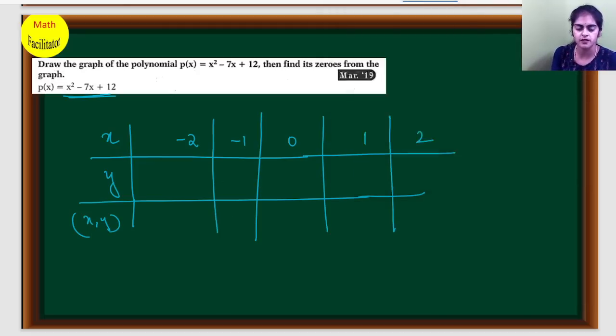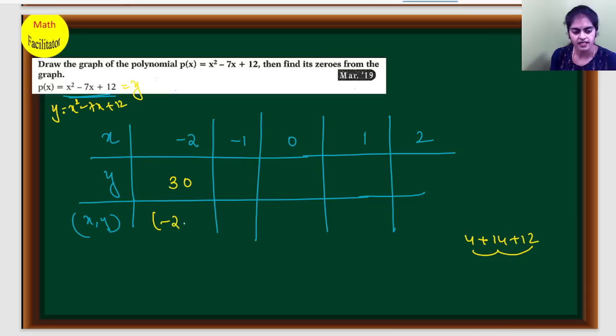Now here we shall substitute values for each. If x is minus 2, so we are taking this as y. Okay, so what is y? So you are taking y equal to x square minus 7x plus 12. If x is minus 2, y will be 4 plus 14 plus 12. So how much is this? 18 plus 12. So 26 plus 4. It is 30 now, isn't it? So this is minus 2, comma 30.